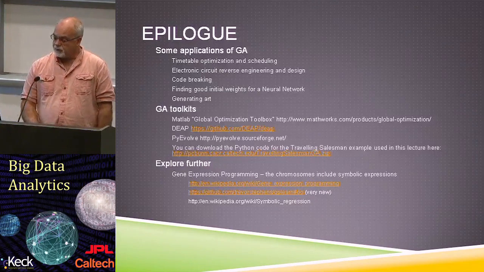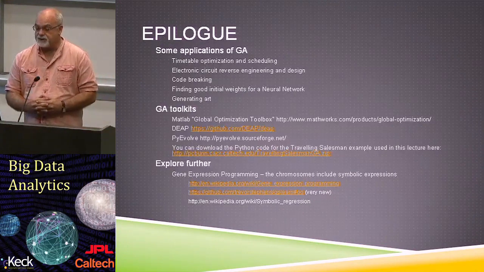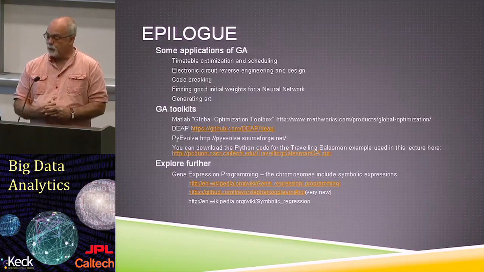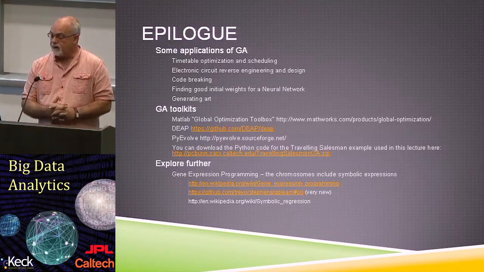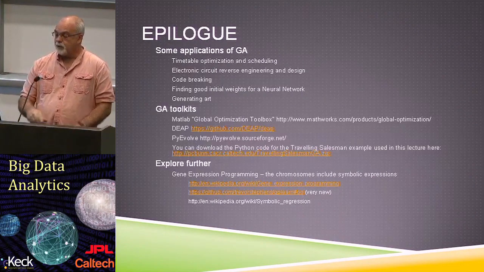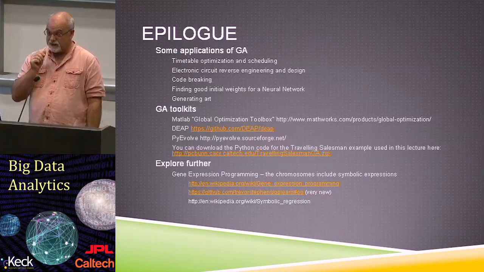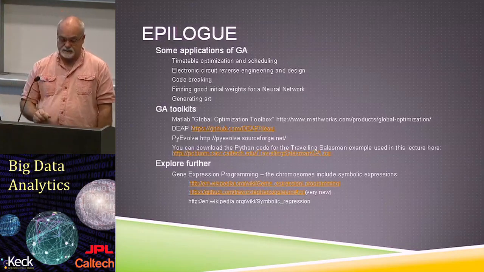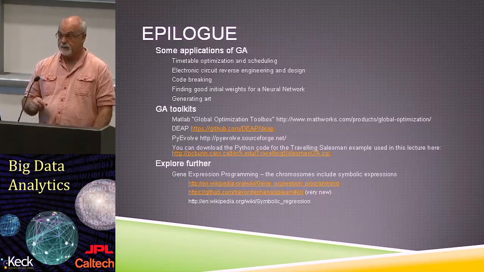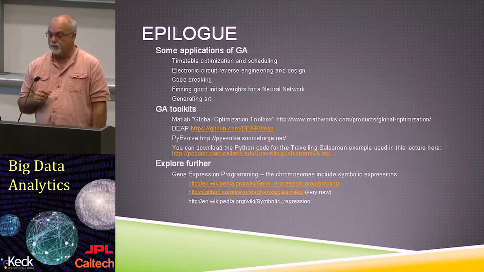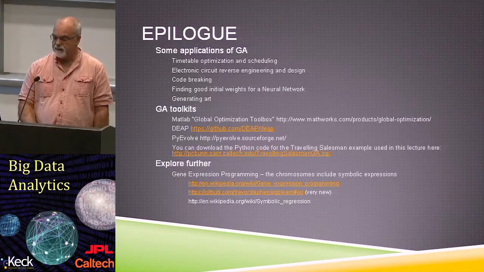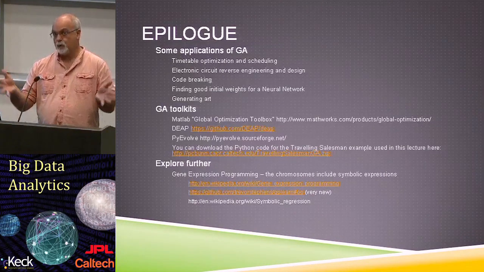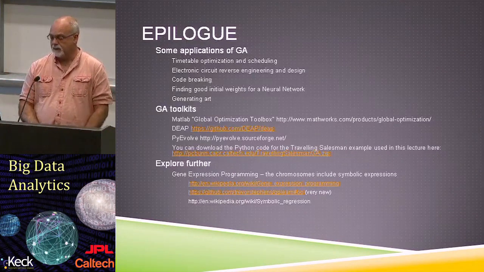There are several genetic algorithm toolkits that you can use. MATLAB has a thing called the Global Optimization Toolbox. There's a thing called DEAP. There's a thing called PyEvolve. And you can also download the code for this. In general, genetic algorithms, if you know how to program or you're handy with programming, they're rather easy to write yourself. There's no real need to take on board an enormous package if you don't really need to.